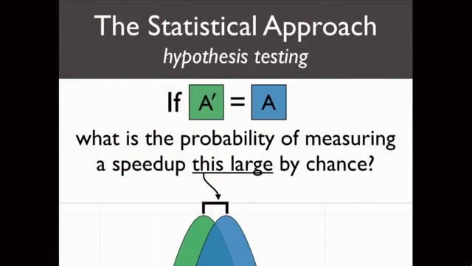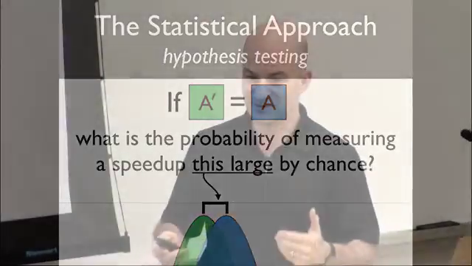So the way a hypothesis test works is actually quite different. We don't ask the question, are these two different, or is this faster than the other? We say, if we assume that they're the same, this is called the null hypothesis, assuming they are in fact identical, what is the likelihood that you would actually observe this kind of a speedup due to random chance? That's the statistical approach.